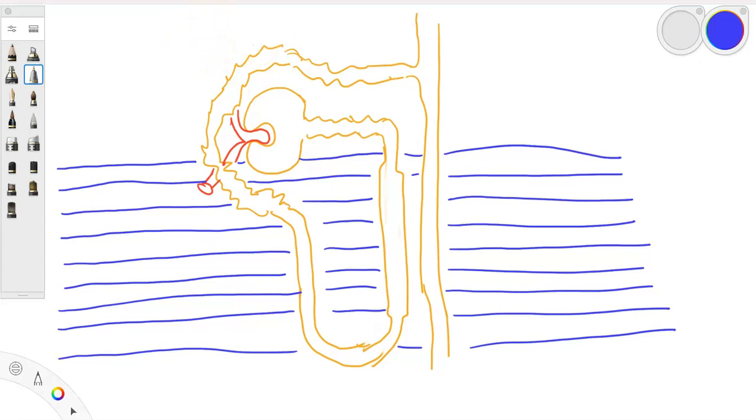Okay, so I've gone ahead and drawn a nephron here, and we want to look at the loops of Henle. All right, so we've already looked at the renal corpuscle, so that was filtration. We looked at the proximal convoluted tubule, and that was where most of reabsorption occurred. So what happens when we go down into the descending loop of Henle?